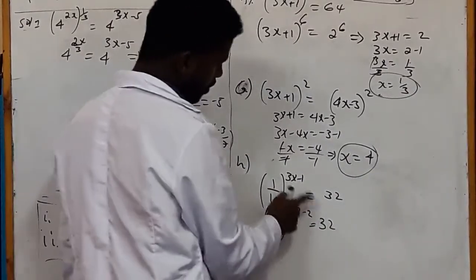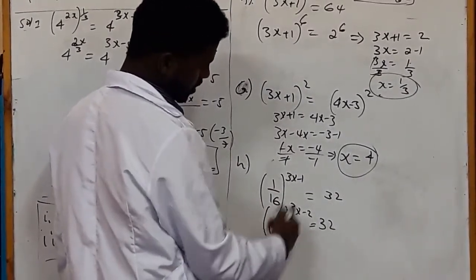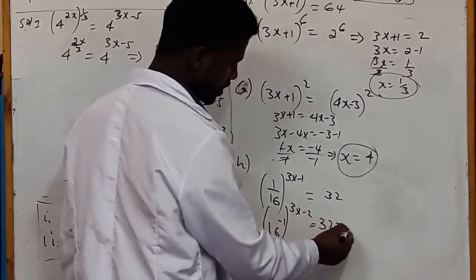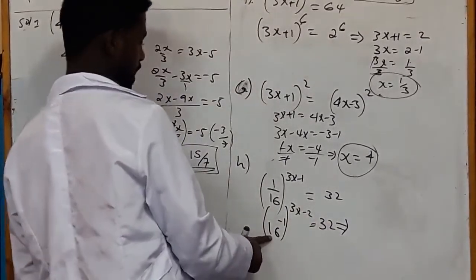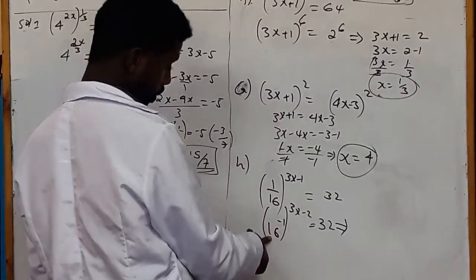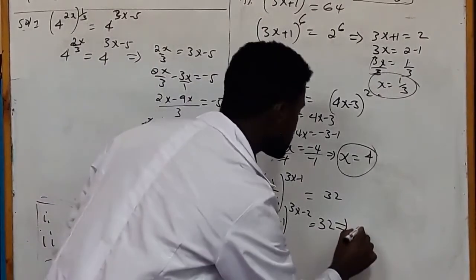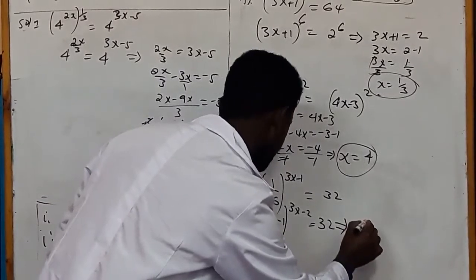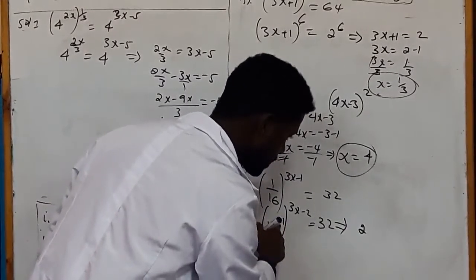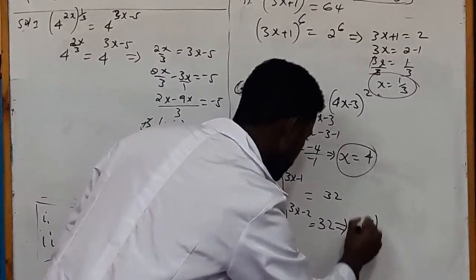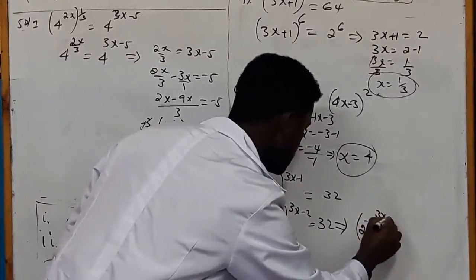Since the number we are going to find is in the exponent, we have to change the bases into like bases. So 16 can be written as 2 to the power of 4, and 32 can be written as 2 to the power of 5. So this means 2 to the power of negative 4, the whole power of 3x minus 2.